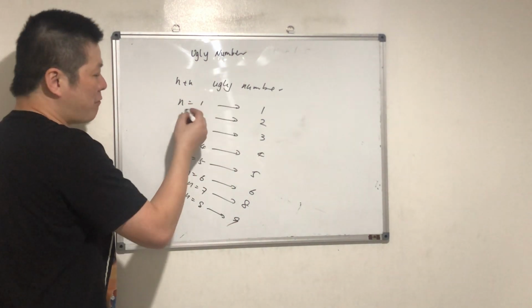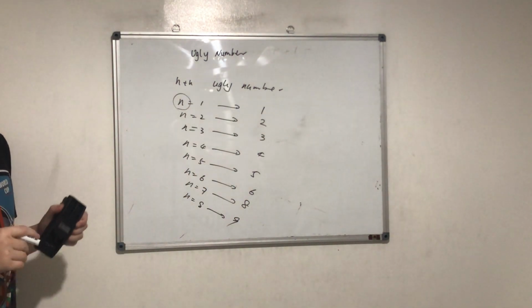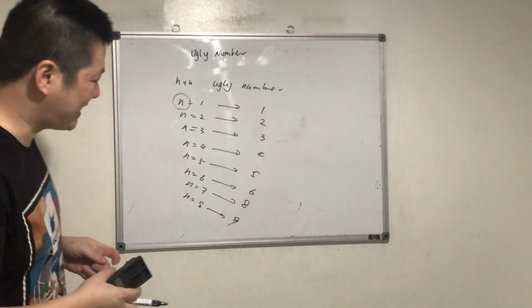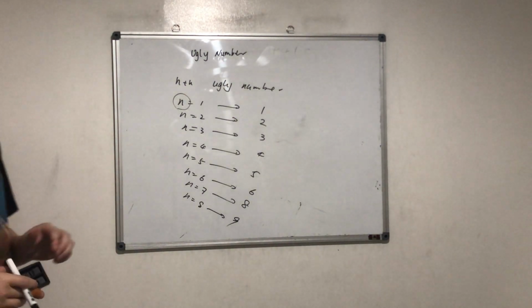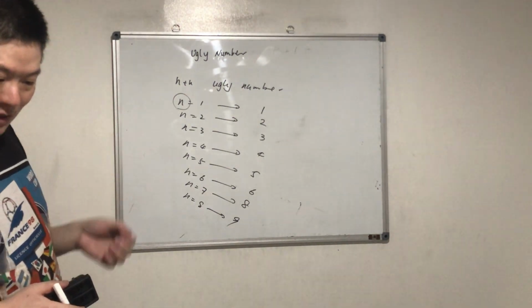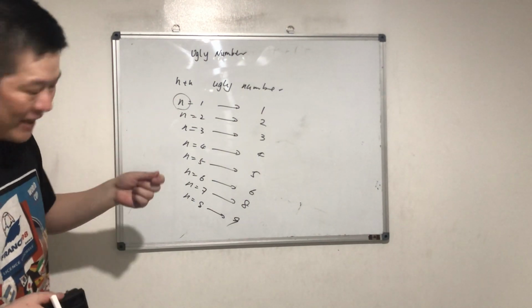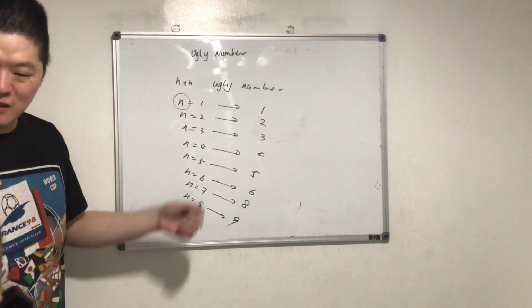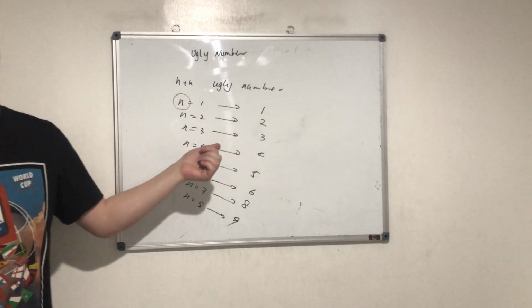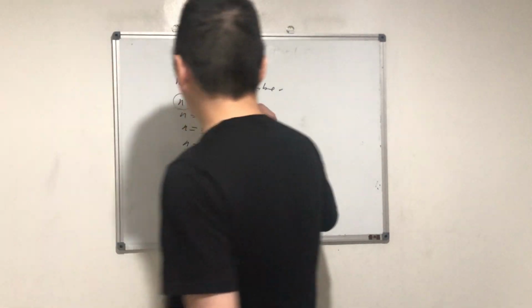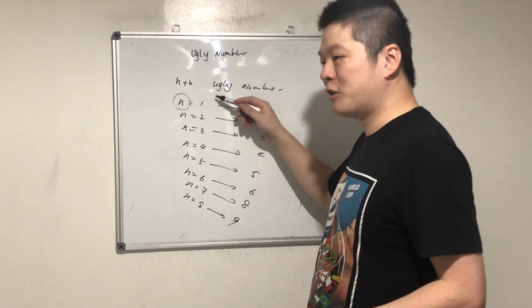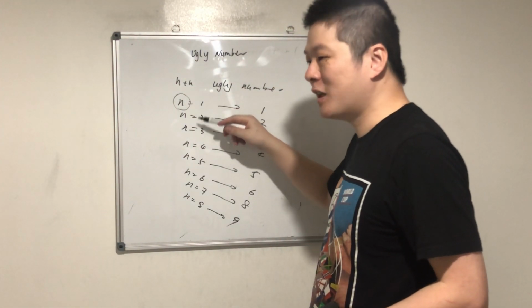So you give me n, and I want to generate the nth ugly number. How can we do this? We keep generating ugly numbers. This is the brute-force approach, right? We check each integer to see if it's an ugly number, and if it is, then we reduce n.